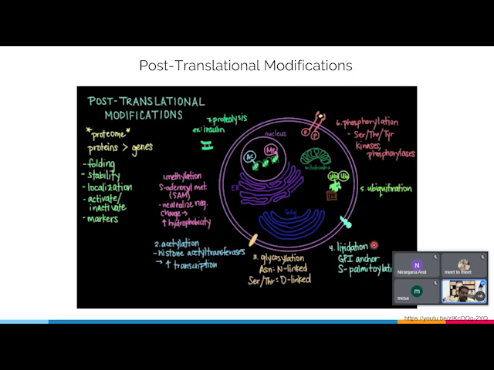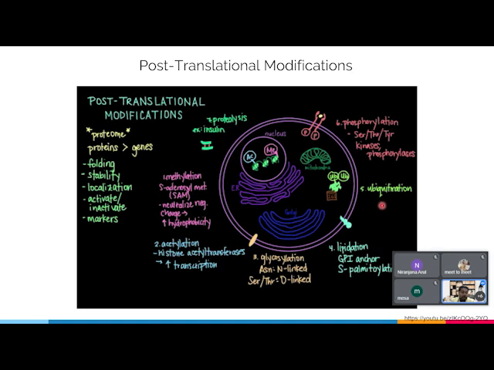The fourth is addition of various lipids, such as sphingolipids or phospholipids, which is lipidation. This can target the particular protein to the membrane and act as cell membrane receptors, or change the hydrophobicity of the protein.